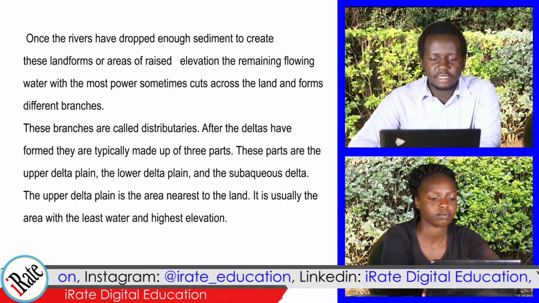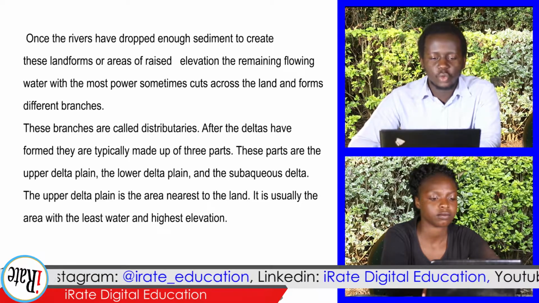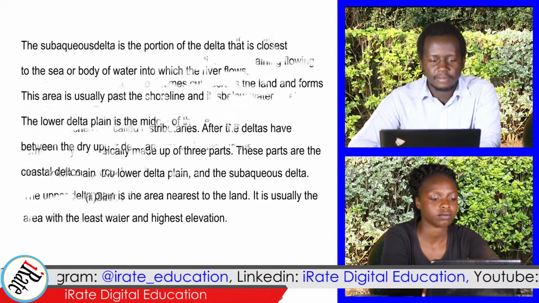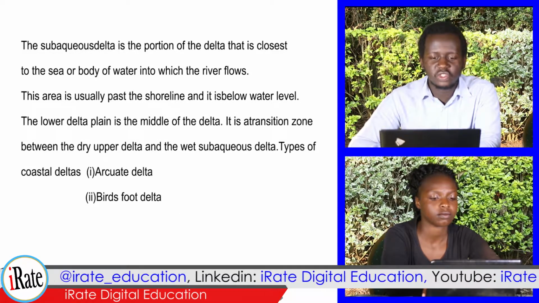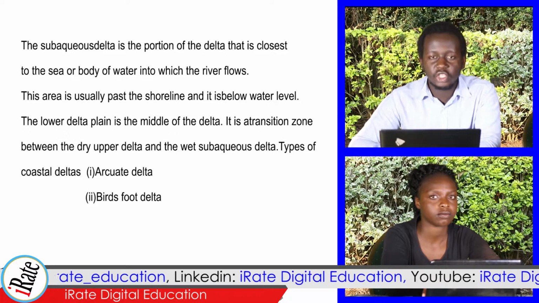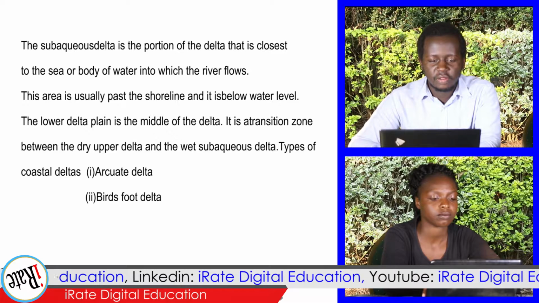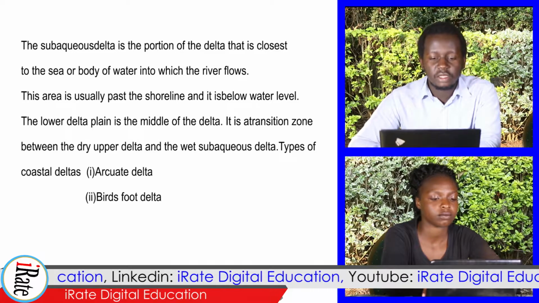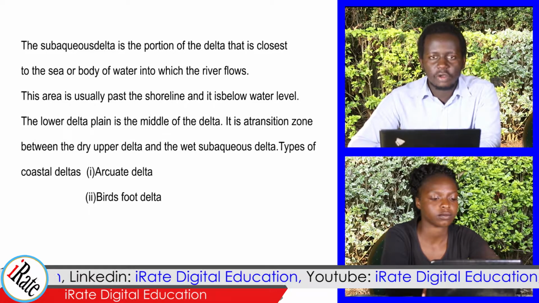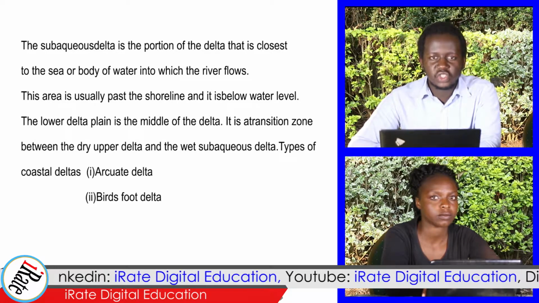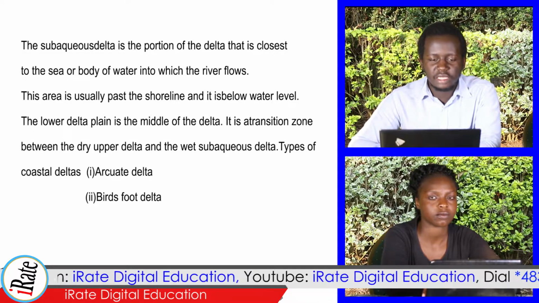The upper delta plain is the nearest to the land. It is usually the area with the least water and highest elevation. The subaqueous delta is the portion of the delta that is closest to the sea or body of water into which the river flows. This area is usually past the shoreline and it is below water level. The lower delta plain is the middle of the delta. It is a transition zone between the dry upper delta and the wet subaqueous delta.